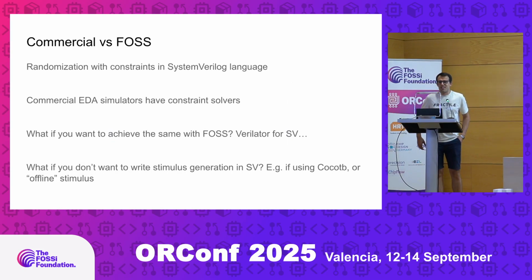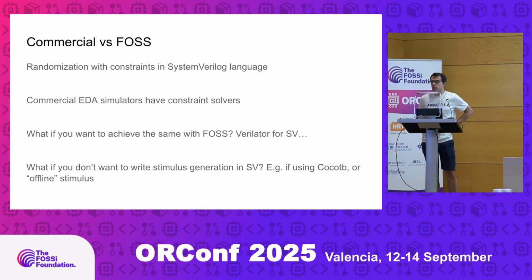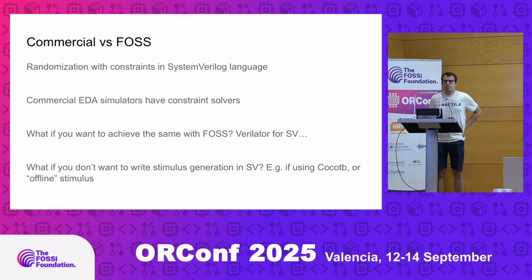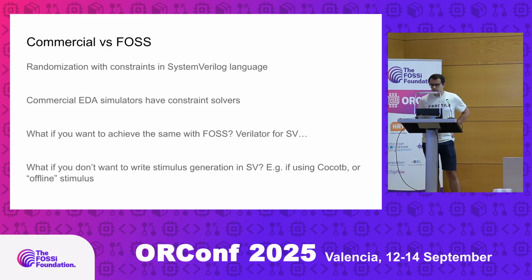I didn't realize quite how much detail the previous talk would go into this, but you can do randomization with constraints in SV, and commercial EDA simulators obviously pour a lot of money into developing their constraint solvers. We do have Verilator that can handle SystemVerilog and its constraints, but what if you don't want to use SystemVerilog to create your stimulus? What if you use cocotb, or like us, you use a combo of cocotb online stimulus and some offline stimulus generation, like a tool that, completely separately from your testbench, generates transactions for you to run on your bench? For that, you might want to use something different.